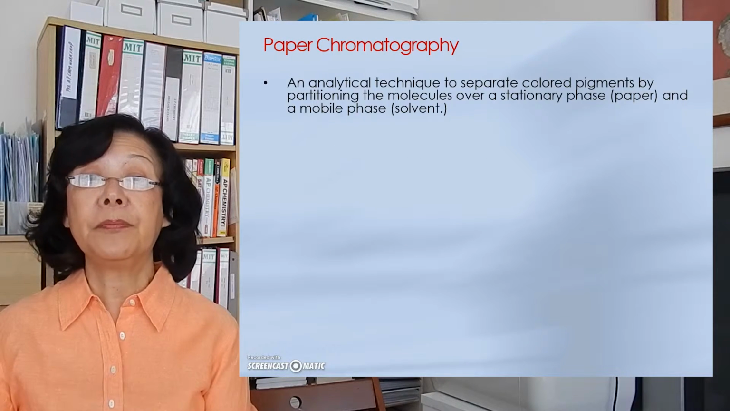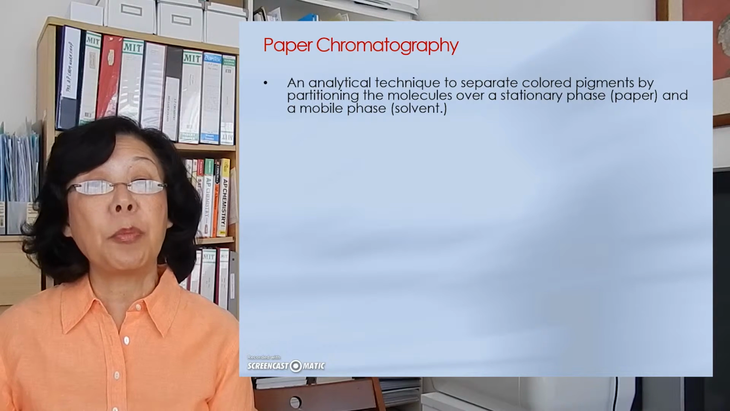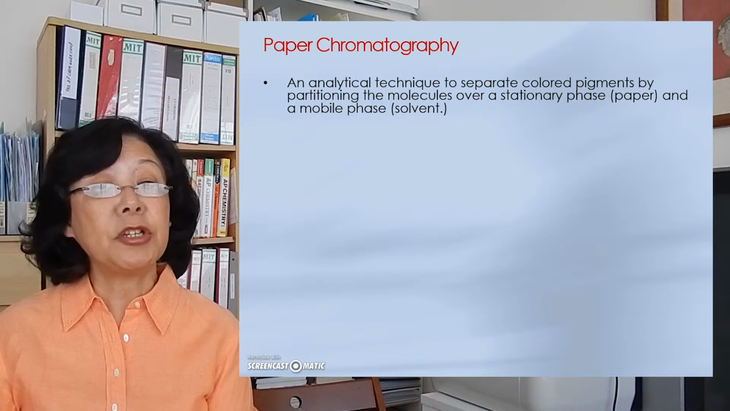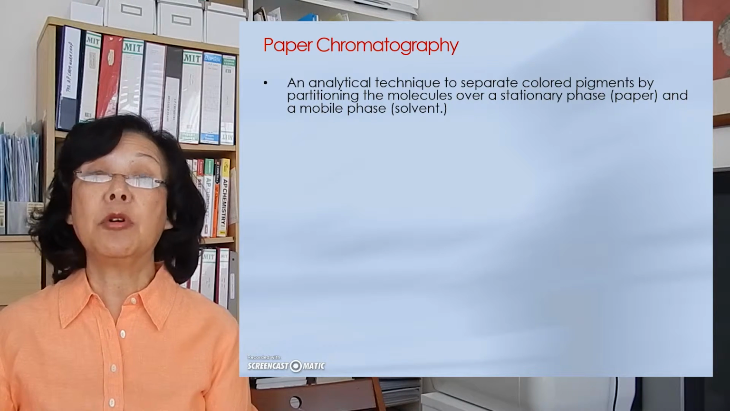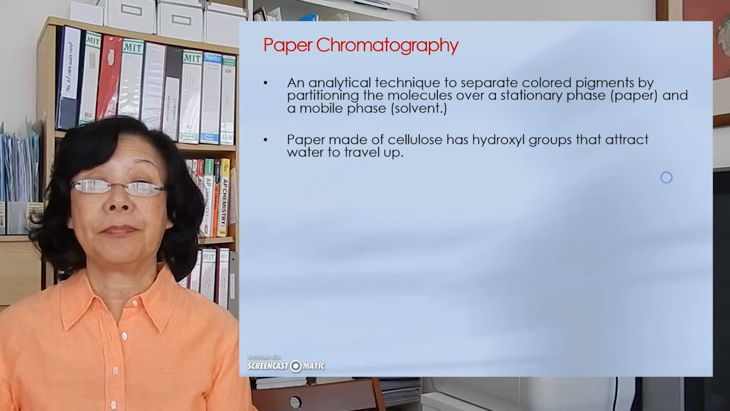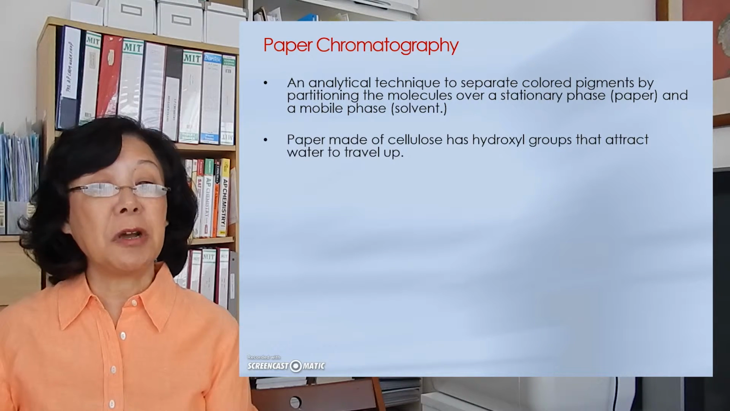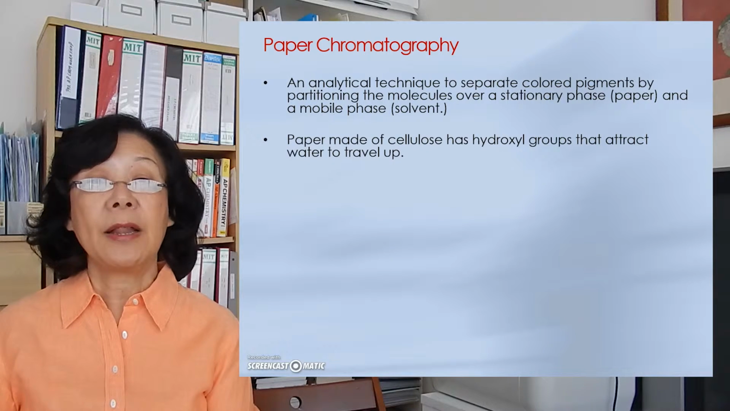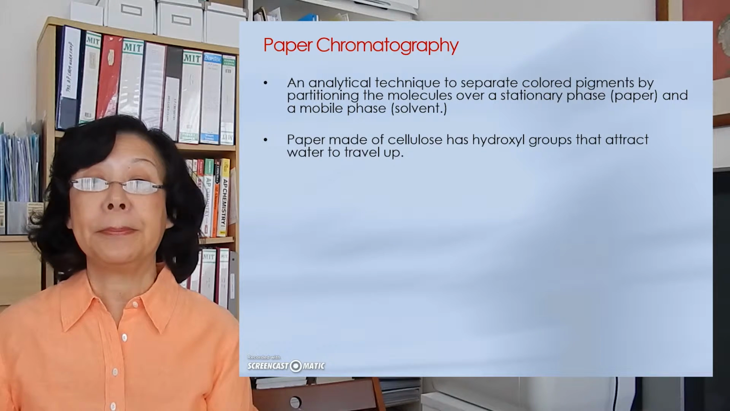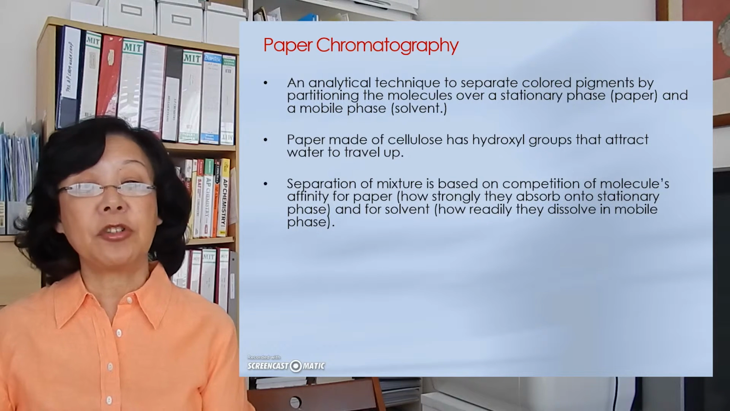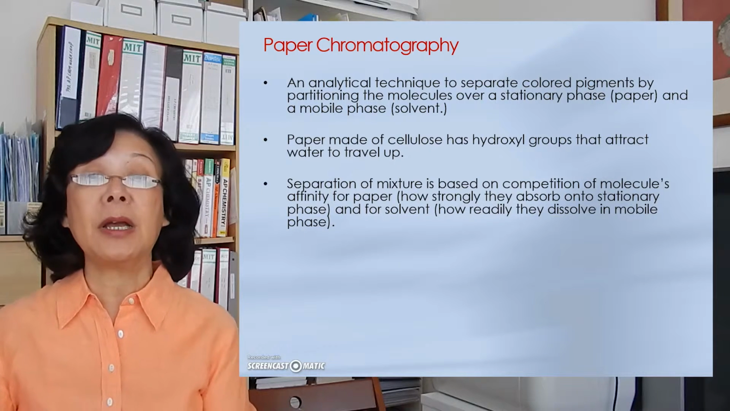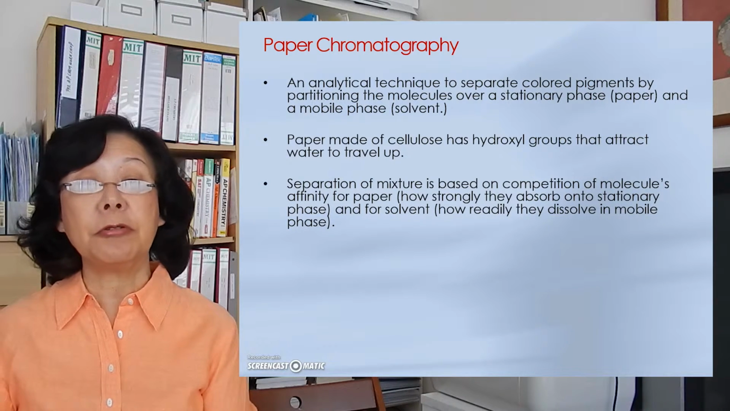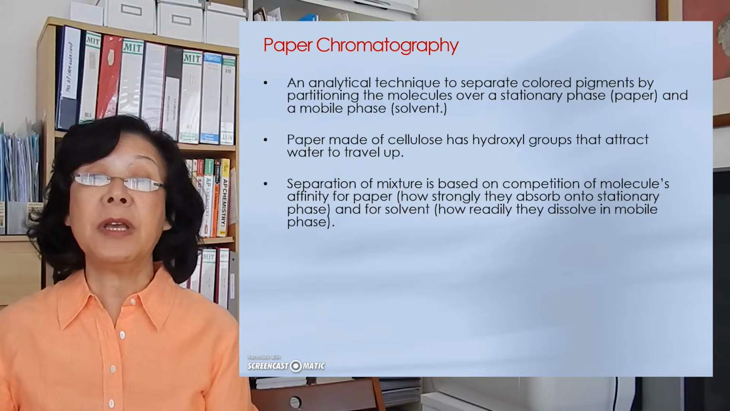Paper chromatography is an analytical technique to separate colored pigments by partitioning the molecules over a stationary phase, which is the paper, and a mobile phase, which is the solvent. Now, paper is made up of cellulose that has hydroxyl groups that attract water to travel up. The separation of a mixture is based on competition of the molecules' affinity for the paper, meaning how strongly they adsorb onto the stationary phase, and for the solvent, meaning how readily they dissolve in the mobile phase.